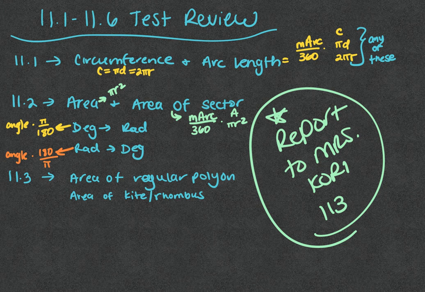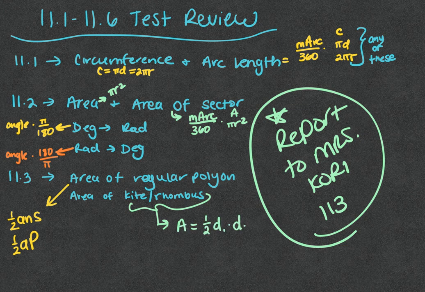11.3 is area of a regular polygon and area of a kite or rhombus. The regular polygon is 1/2 ANS or 1/2 AP, because perimeter is the number of sides times the length of each side. And both the kite and the rhombus area is 1/2 diagonal 1 times diagonal 2. Does the order of diagonals matter? No.